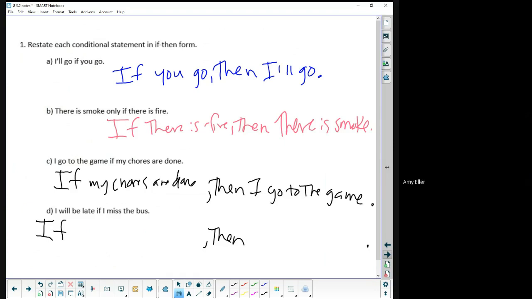Samantha, can you tell me what you have for D? If I'm late, then I miss the bus. I think I would reverse that because as you read it, it says I will be late. That's going to happen if I miss the bus. So actually, I've missed the bus first. So if I miss the bus, then I will be late.